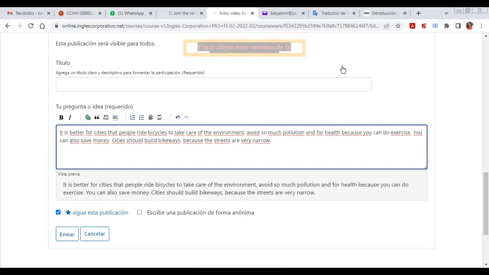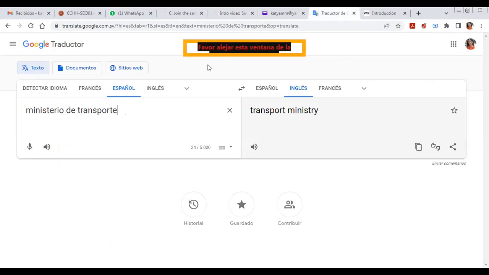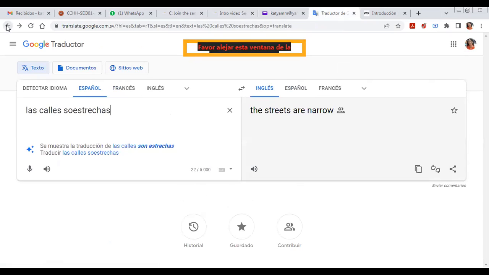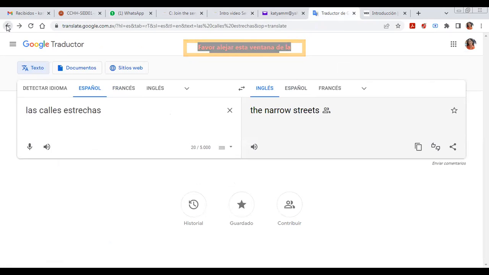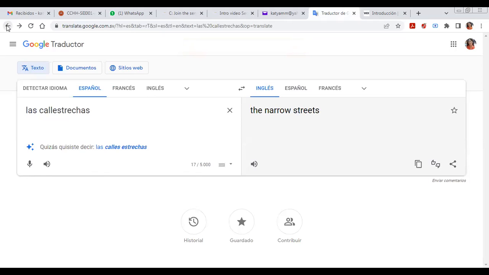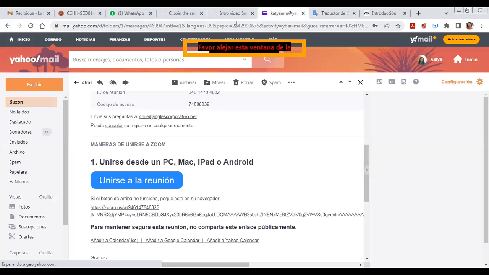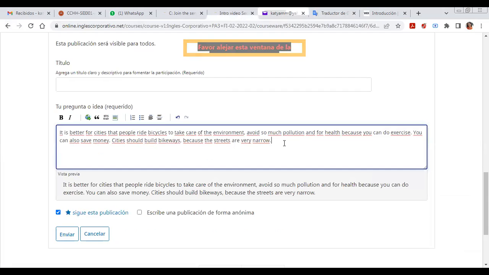I cannot see the paragraph because the letter is small. Now you can see? No. Only the Google Translate. I am sharing my Yahoo mail now. Now unirse a la reunión. Oh, now yes. It's better to see.